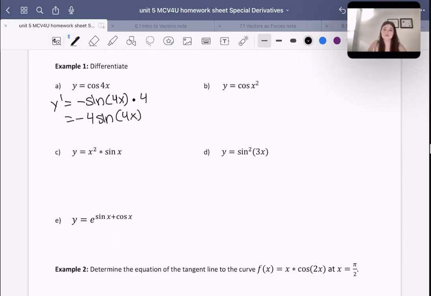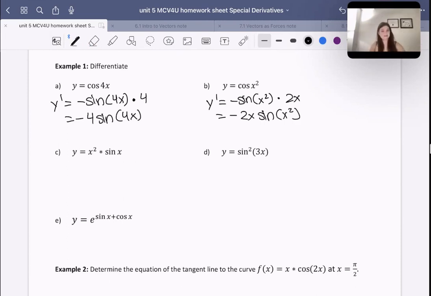Very good. Okay, so let's try this next one. This is going to be cosine x squared. So therefore, we're going to have negative sine x squared times the derivative of what's in the brackets, which is 2x. So that's going to be negative 2x sine x squared. There we go.